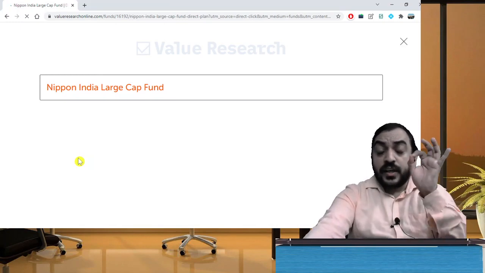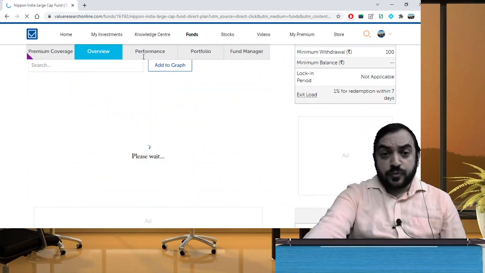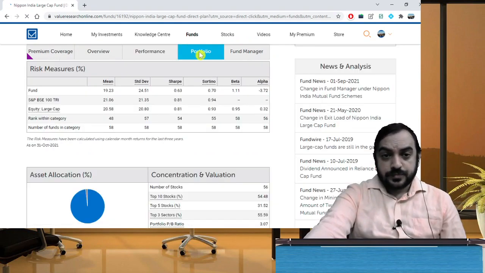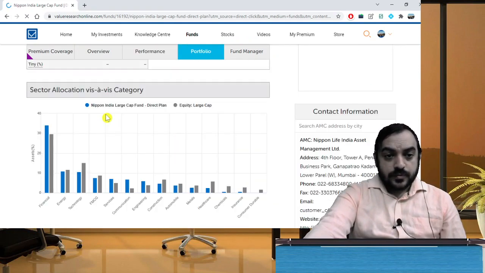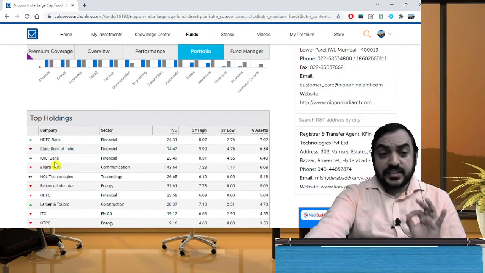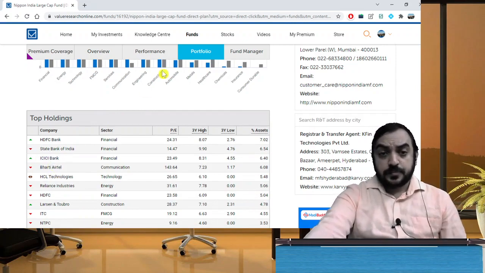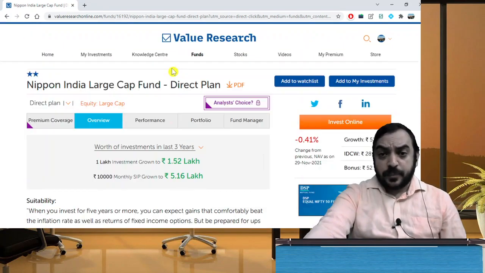So they should invest only in large companies, large cap companies. Let's look at their portfolio. HDFC Bank, SBI, ICICI Bank, Bharti Airtel, all the names you know, they are large cap companies. Let's look at some mid cap companies.